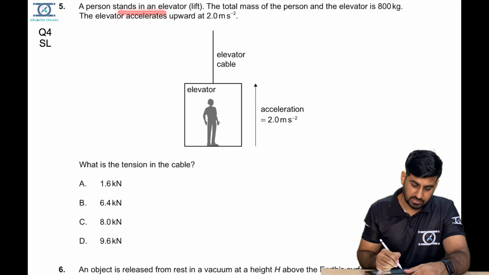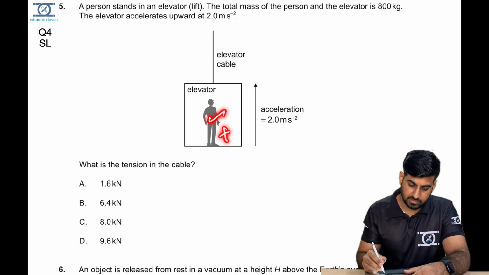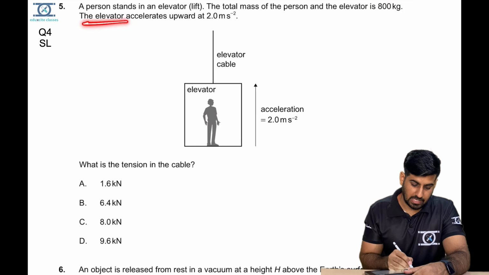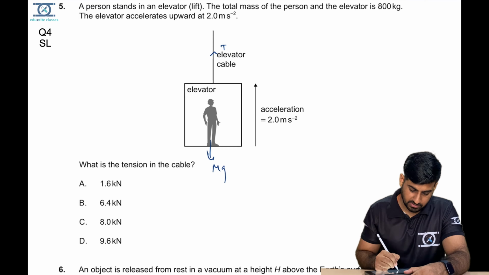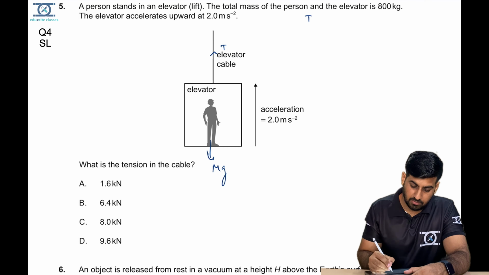A person stands on an elevator. The total mass of the person plus the elevator is 800 kg. The elevator accelerates upward at an acceleration of 2. So we know that there will be a tension, and the elevator plus the person will have a force mg in the downward direction. So I can write down the equation T minus mg is equal to ma.